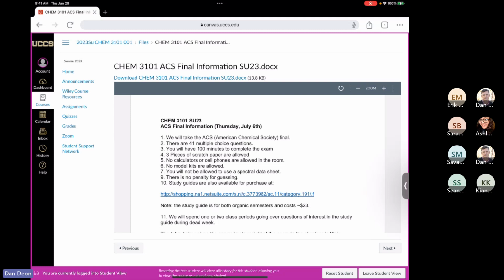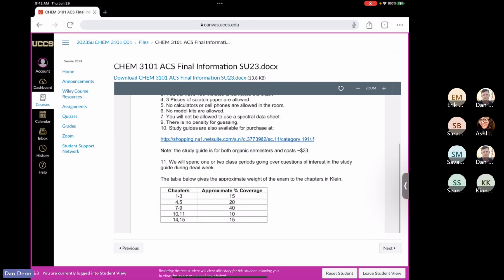You have 100 minutes to complete the exam on July 6th. You're allowed to bring in 3 pieces of scratch paper. You have to use Respondus Lockdown Browser and Respondus Monitor. No calculator, cell phones, etc. No AirPods, especially. No model kits, no calculator. What else? No spectral data sheet, no reagent sheets. You don't bring in anything except your wits, okay? And if you guess, there's no problem with that.